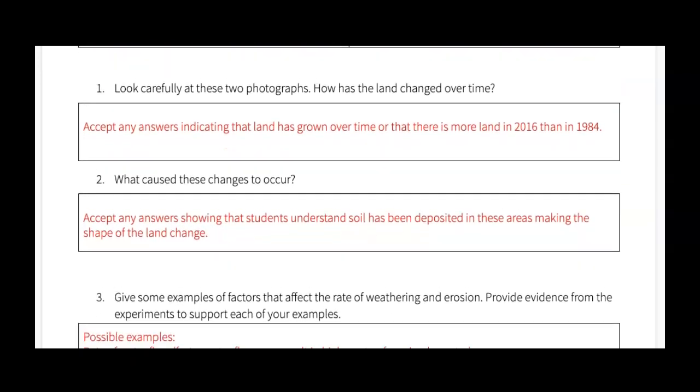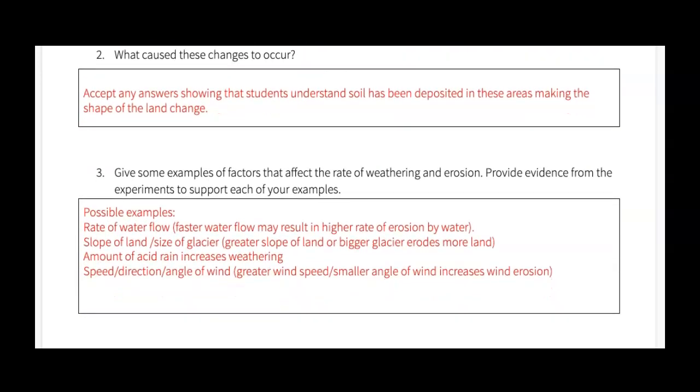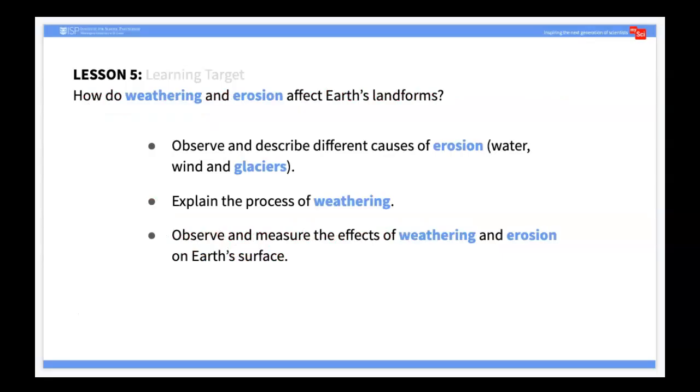They will use their learning from the lesson to provide examples of factors that affect the rate of weathering and erosion. By the end of this lesson, students will have observed and described different causes of erosion, explained the process of weathering, and observed and measured the effects of weathering and erosion on Earth's surface.